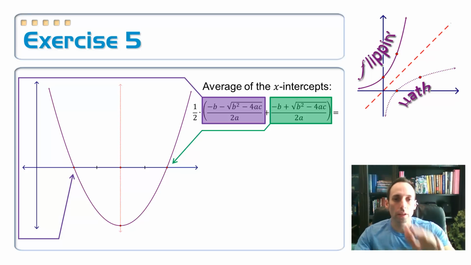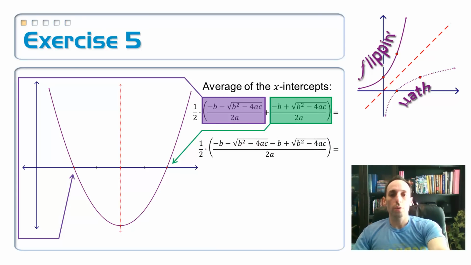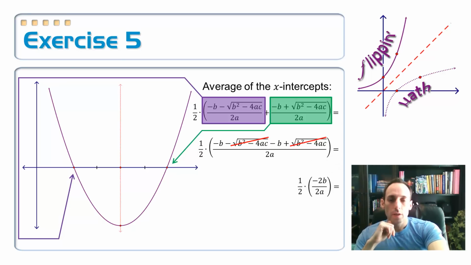Okay, so let's just clean all of this up. They already have a common denominator, yes? So we can just add up the tops. Whenever I go to add up the tops, does anything cancel out? Does anything combine? The two negative b's are going to add up. And then, hey, look at that. The two square roots disappear. One's positive and one's negative.